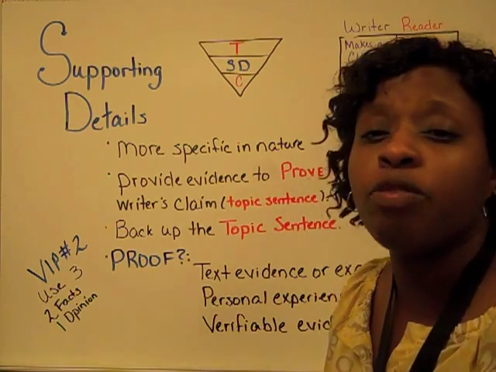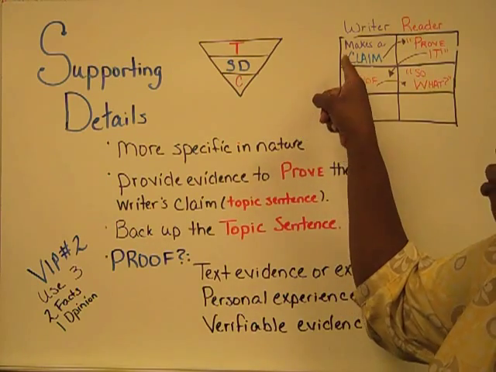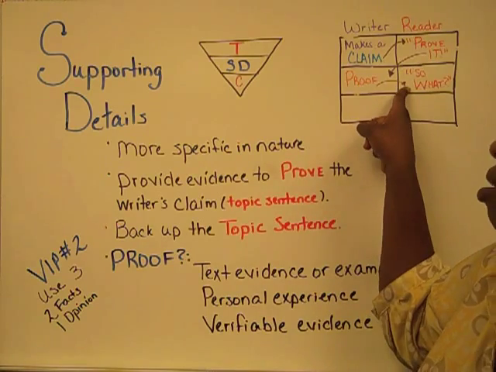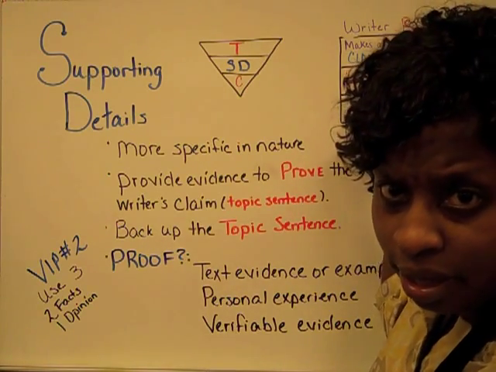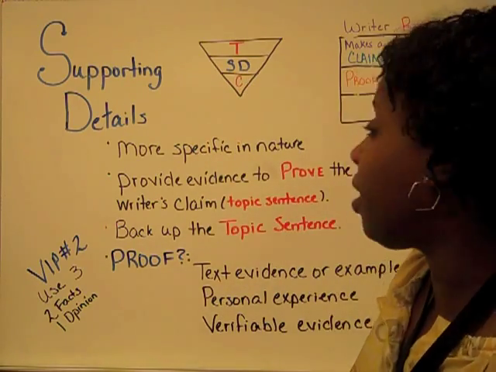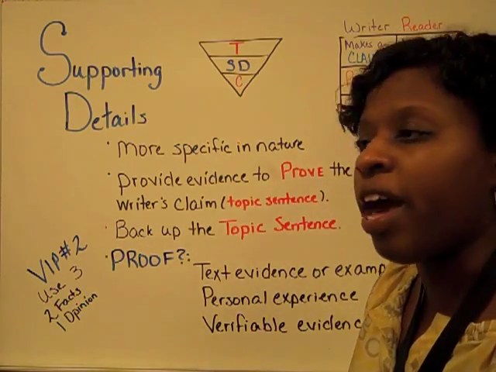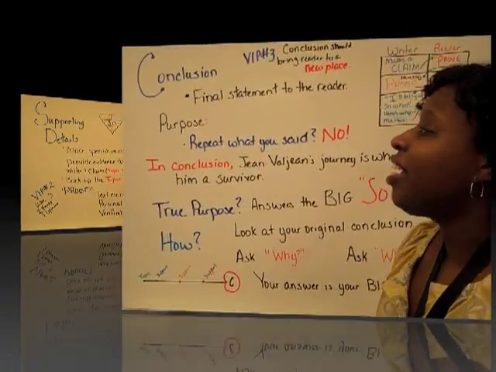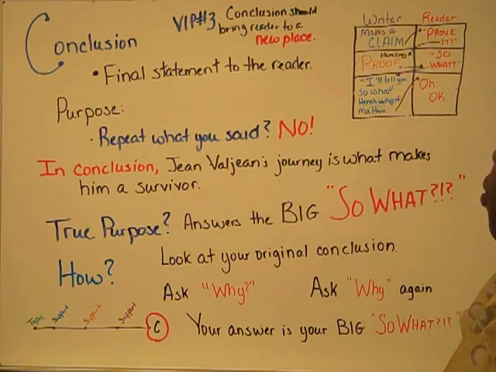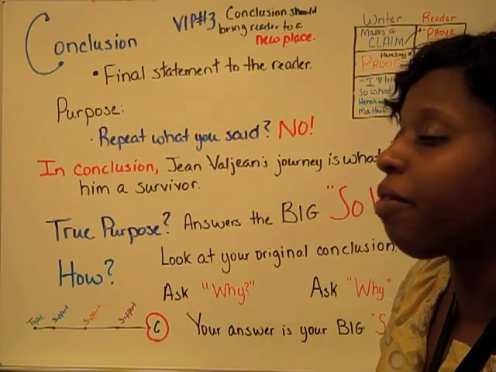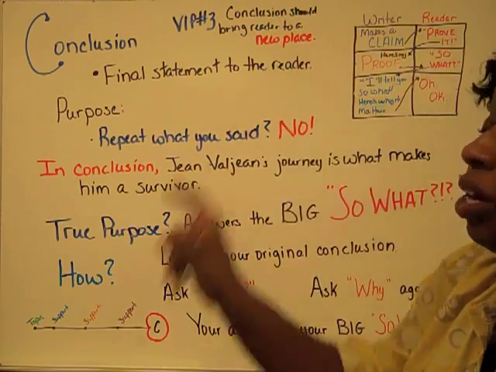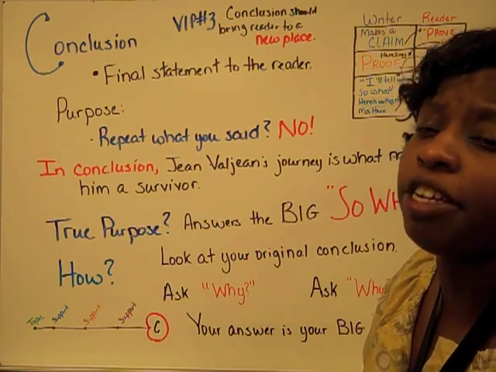So now that you have your supporting details to prove your claim, your reader's going to come back at you and say, so what? Now it's your turn to answer the big so what. And you do that through your conclusion, which is the final statement to the reader. So let's go back through our writer-reader scenario. Because remember, in any text, the writer and the reader are constantly communicating to each other.